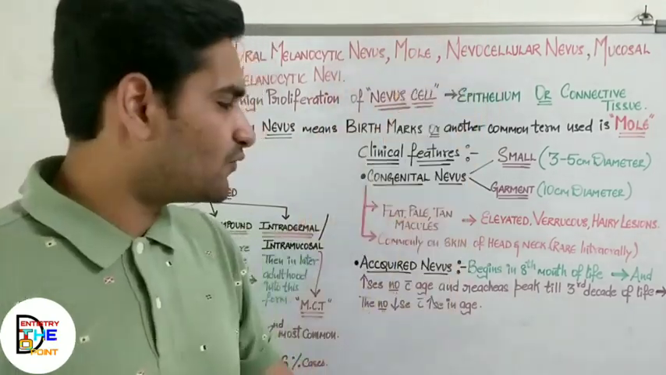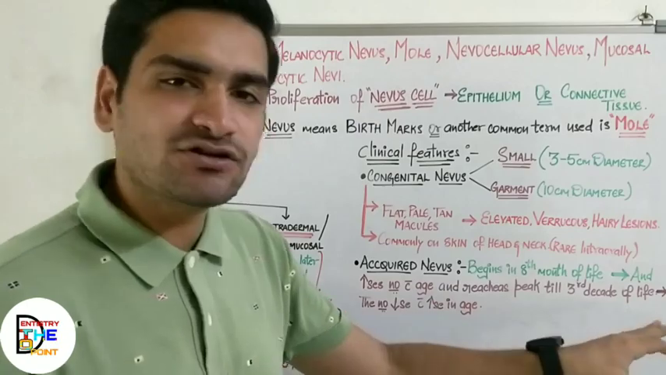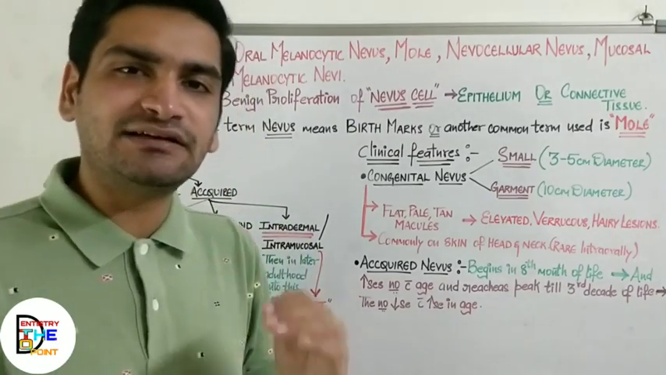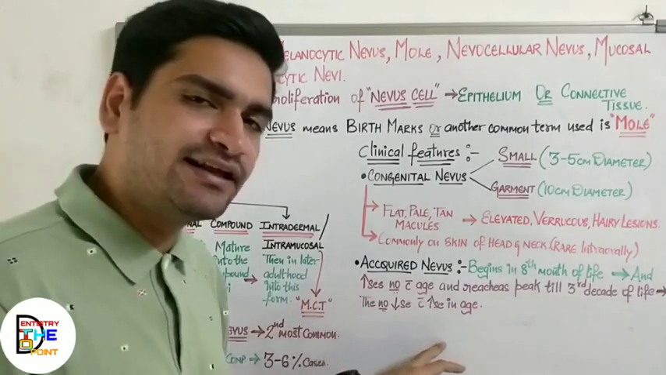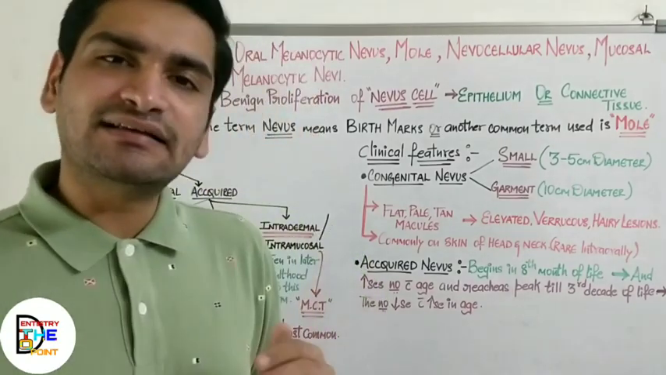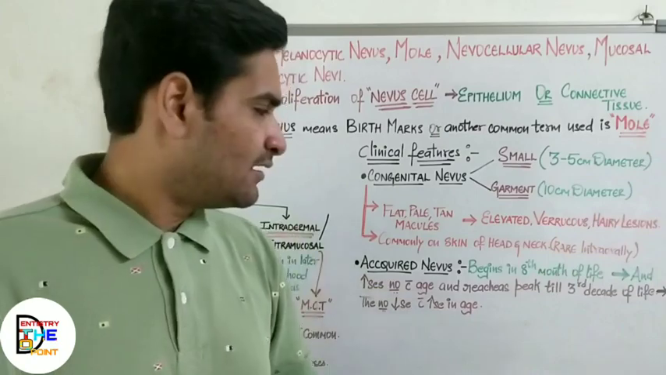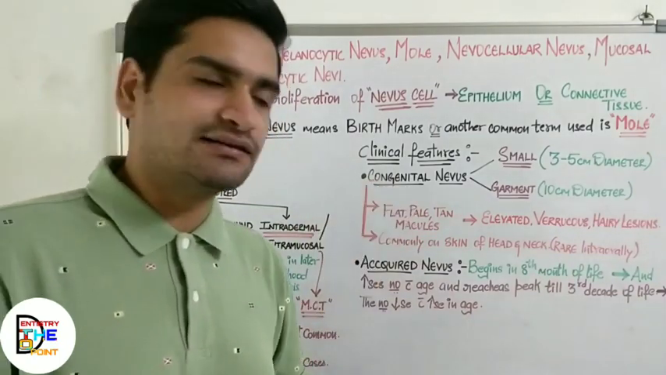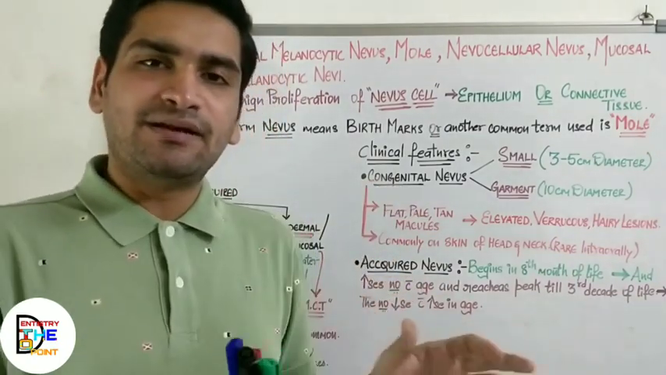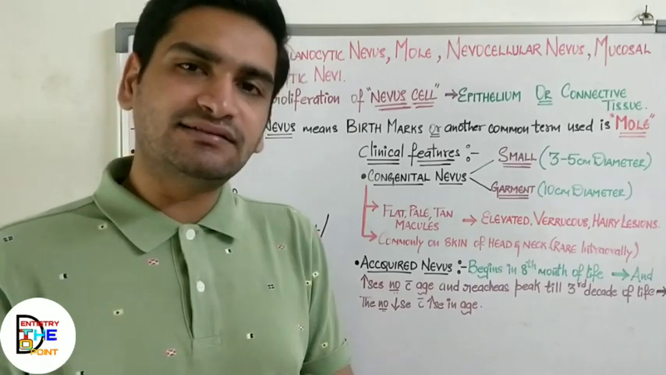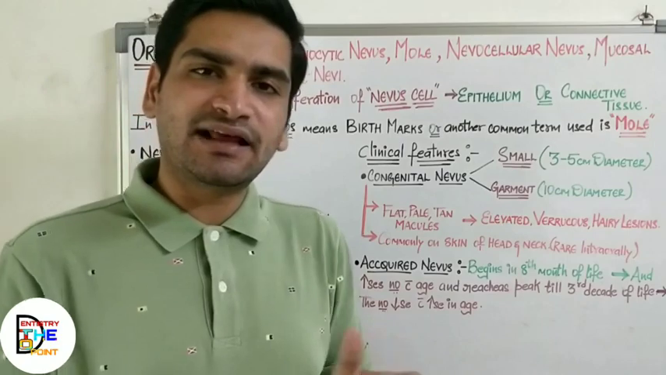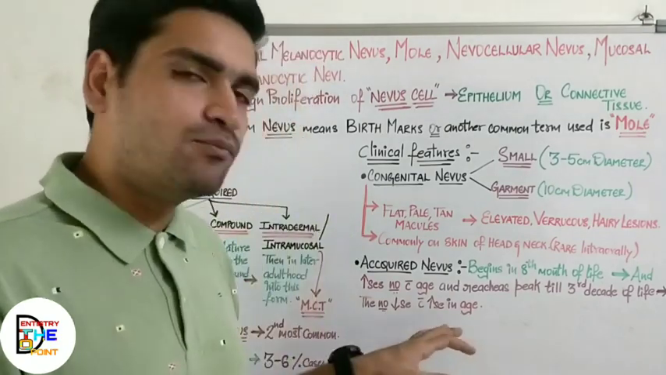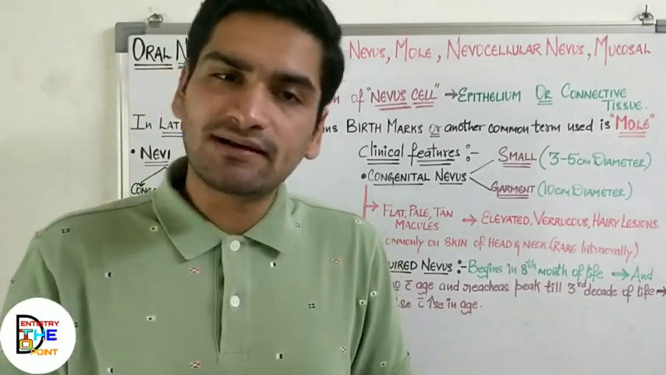That means the maximum number of nevi occurs by the 3rd decade of life in a single patient. Next they again decrease with increasing age. As the age of the patient increases, the number of nevi decreases. So you can see that nevi are more common in younger adults and less common in older individuals.